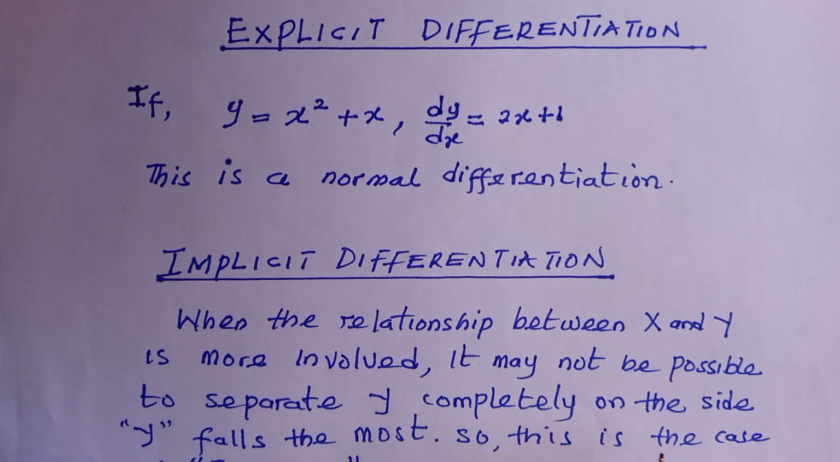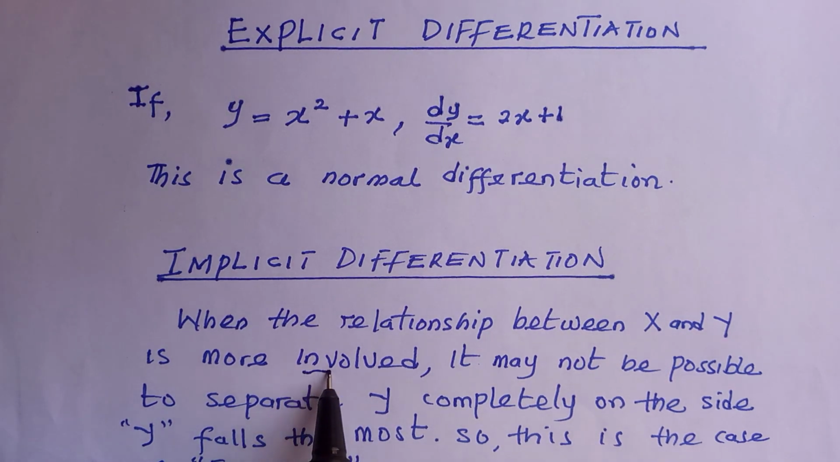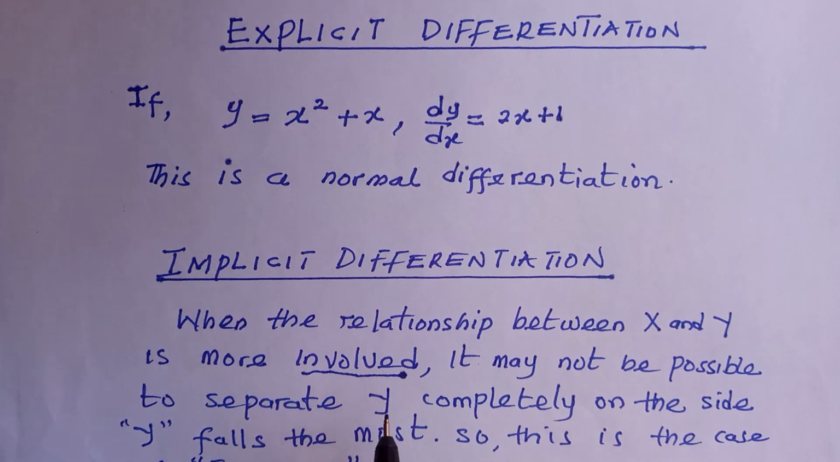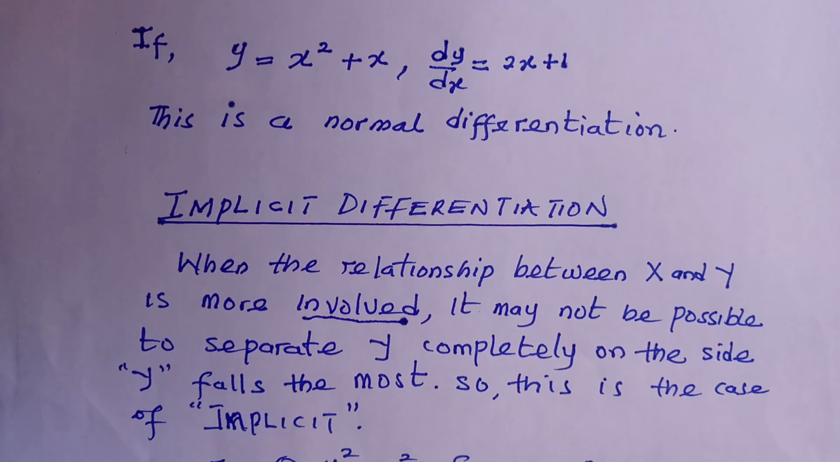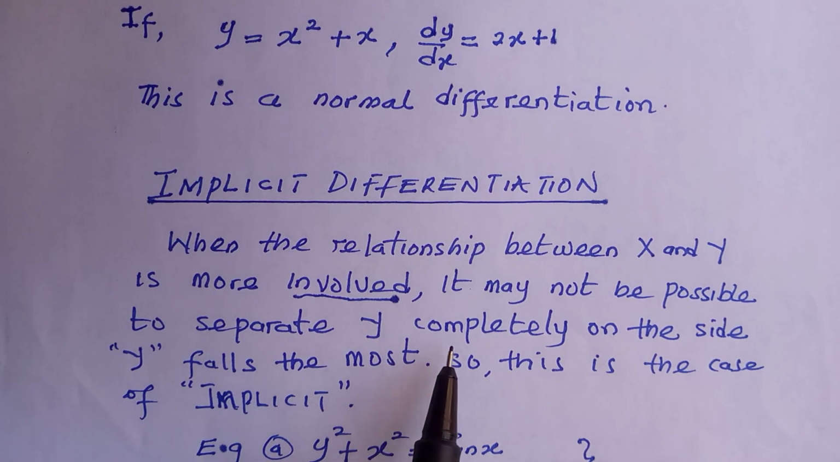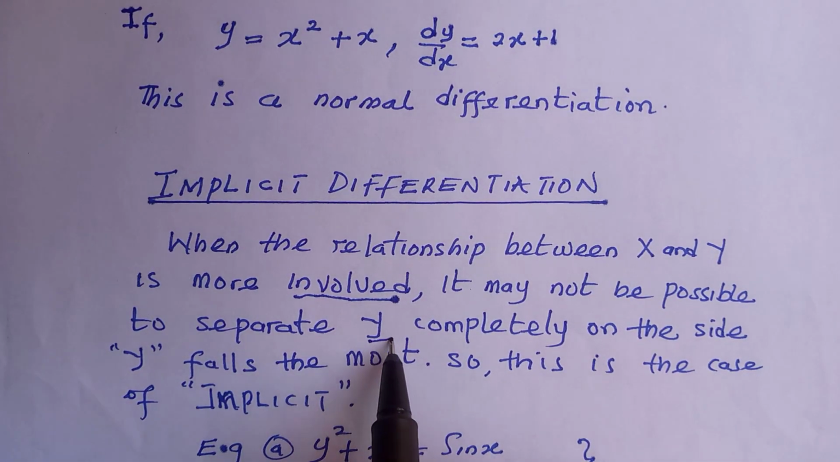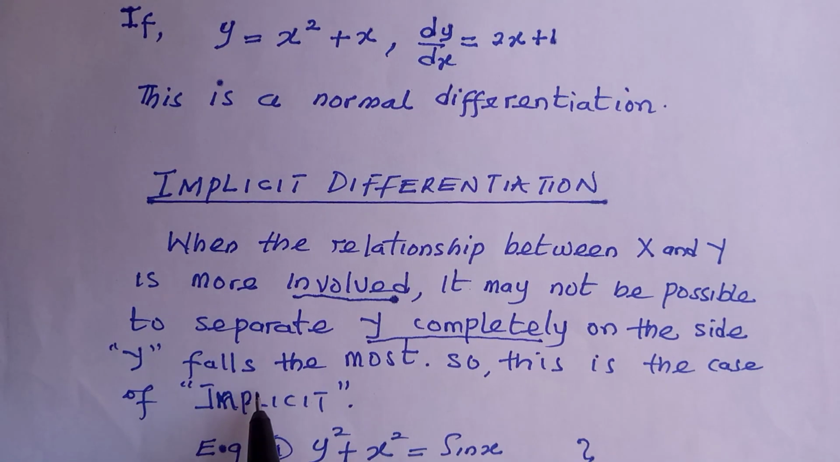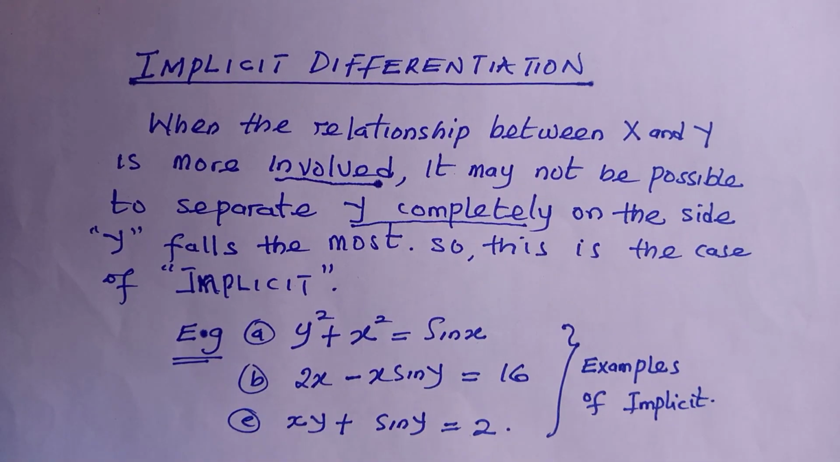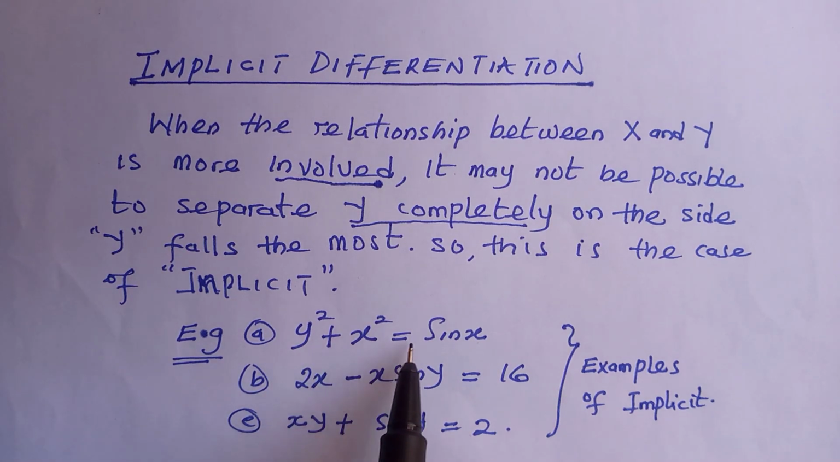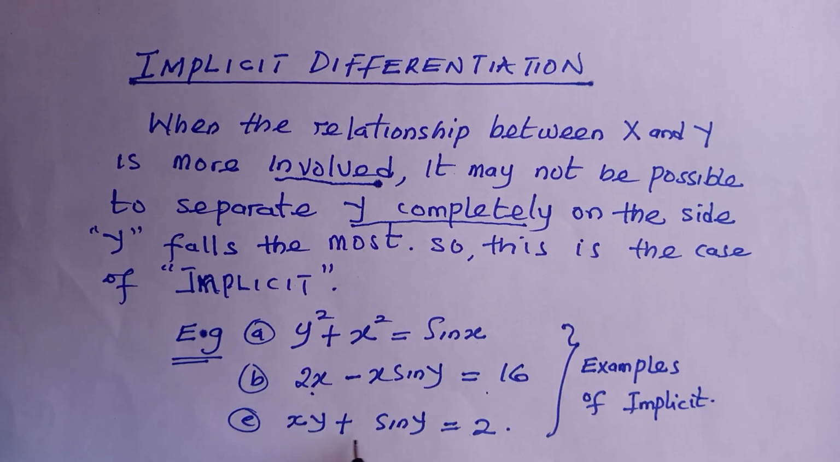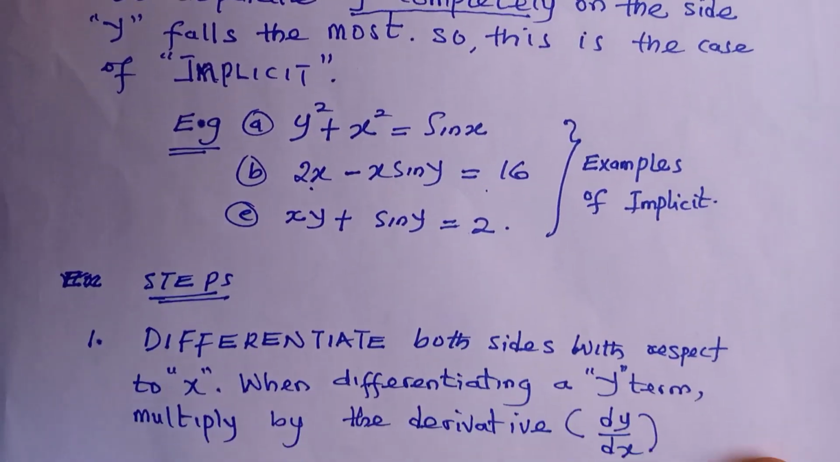So you see that we are able to differentiate without any stress, and we call this normal differentiation. For the case of implicit differentiation, the relationship between x and y is more involved, so it may not be possible to separate y completely on one side. For instance, let's say we have y squared plus x squared equals sine x, and the second and third ones, all of these are examples of implicit differentiation, because y and x are more involved.